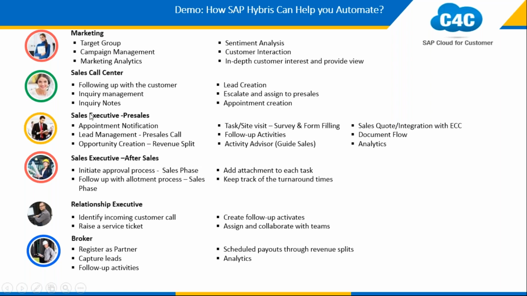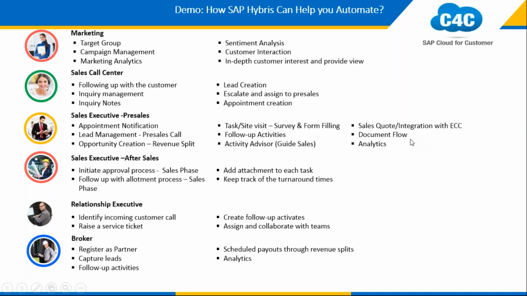Now there is a sales executive pre-sales functionality. In the C4C application, pre-sales functionality has been divided into appointment, lead management, opportunity creation, revenue split, task and survey, and follow-up activities. There is an activity advisor. Activity advisor is another feature which guides you to perform the sales activity. As and whenever you need to perform a sales activity, it will guide you automatically, which is another out-of-the-box feature of C4C. It is called the activity advisor.